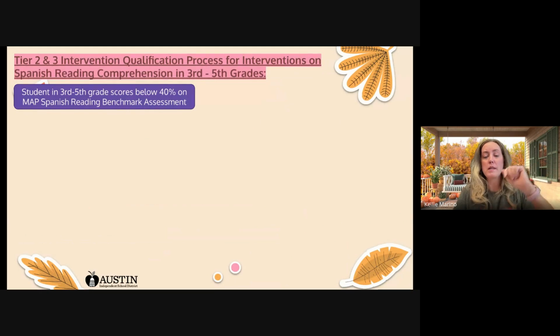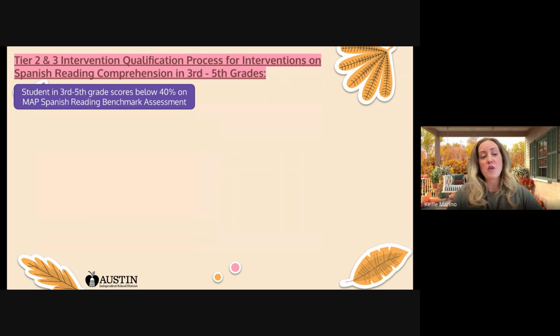So then when we look at Spanish, we're going to follow the same process, but we have some different diagnostics to use. Really, they just have different names. They're really the same diagnostics and the same screeners as we have for English. That's a benefit of being in the upper grades, right? A lot of our materials are very similar.